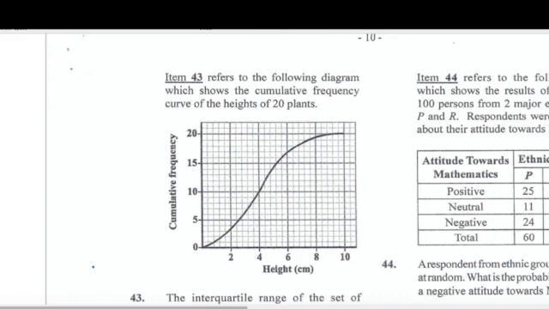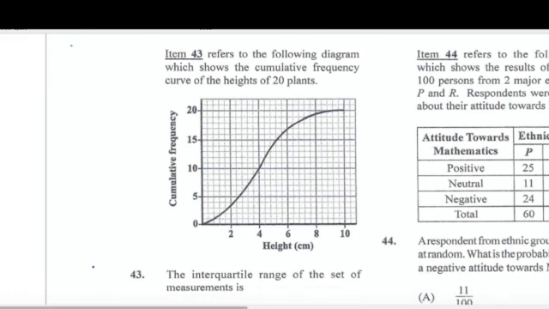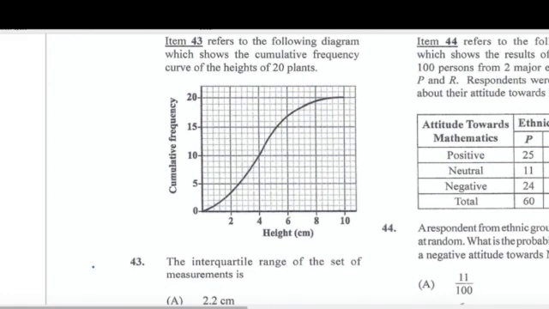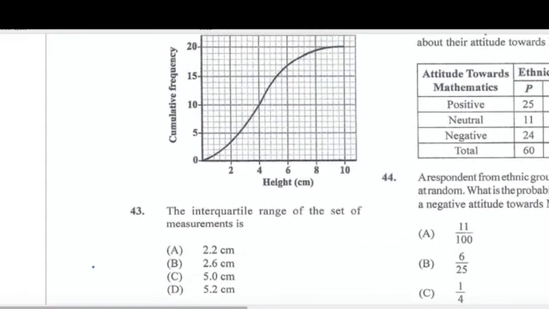Item 43 refers to the following diagram, which shows the cumulative frequency curve of the heights of 20 plants. Okay, so I see in cumulative frequency there and the different heights. The interquartile range of the set of instruments is. So if this is the entire range here, the range is going from 0 to 10.